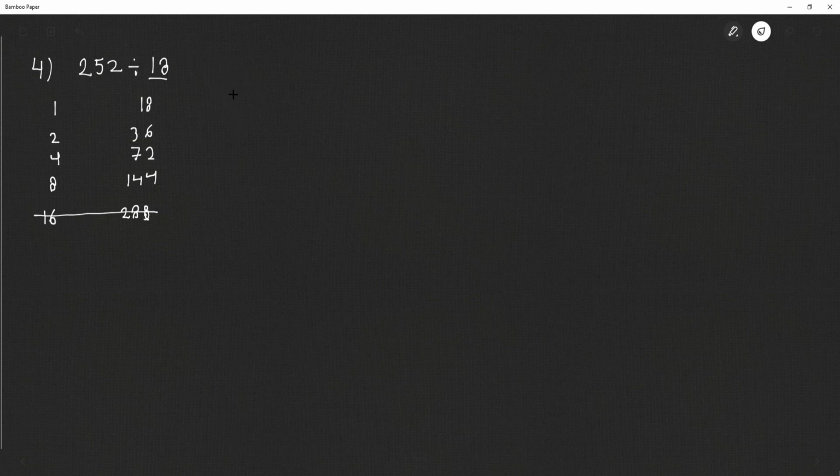So now what we need to do is find all the numbers that add up to 252, which in this case is 144 plus 72 plus 36. And now we want to have our corresponding values added. So 144 is 8, plus 72, which is the value of 4, plus 36, which is our value of 2, which gives us the answer of 14, meaning that 252 divided by 18 is equal to 14.